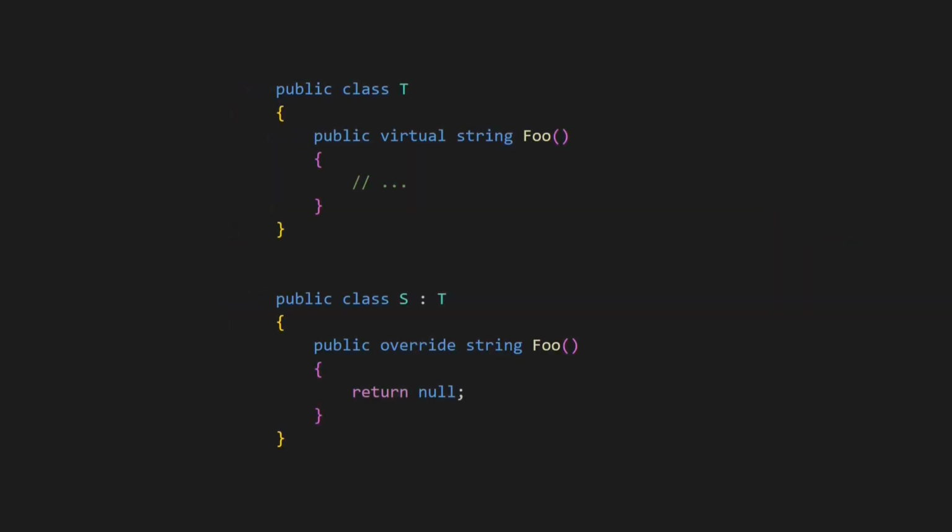Okay, let's change this example slightly. Class S still derives from class T and also still overrides the method foo, but now it returns null instead of throwing an exception. If we now pass an instance of class S where T is expected, will this change the behavior of a given program? Does this definition of S violate the Liskov substitution principle?